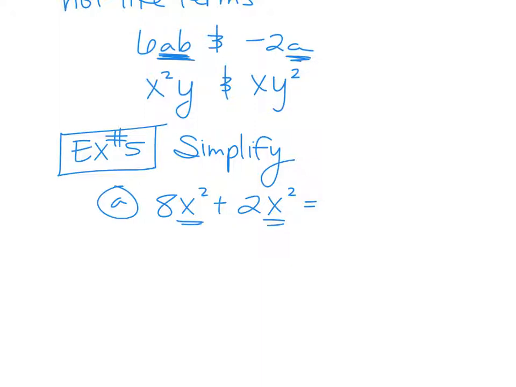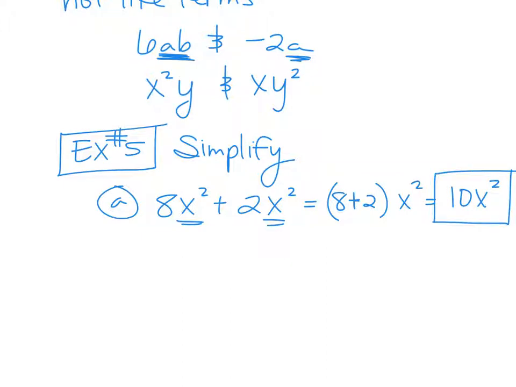So basically what you're doing is 8 plus 2, and then multiplying by our x squared, which becomes 10x squared. Okay? So you're combining the like terms, leaving your terms as what they were to begin with. What would you do for this one?